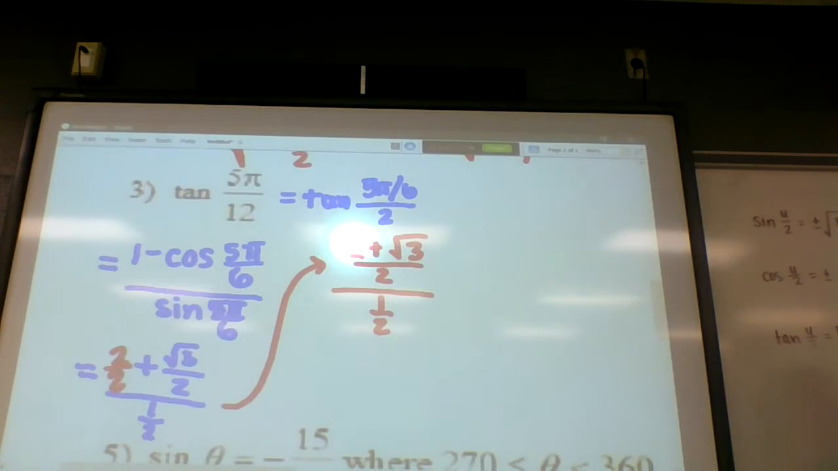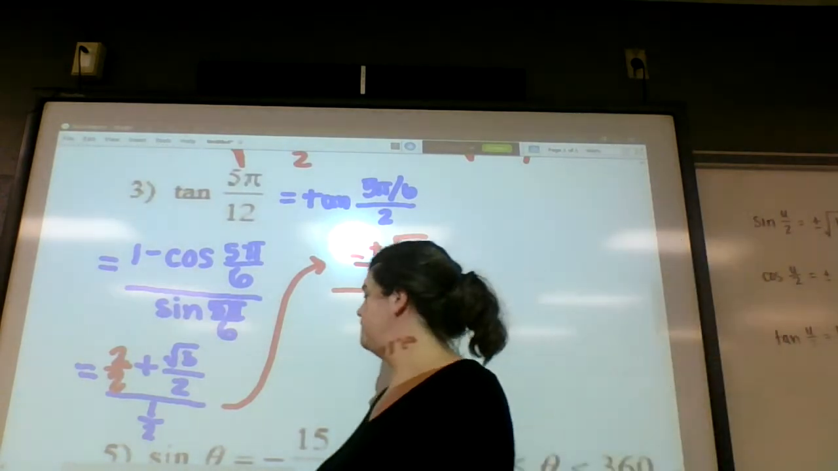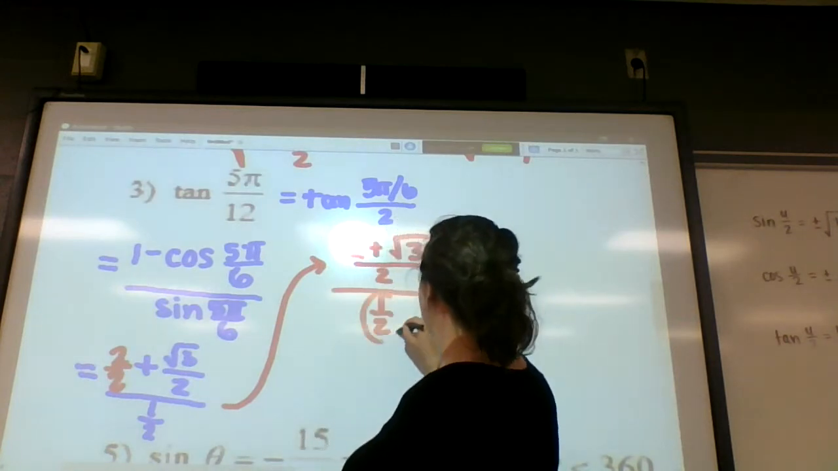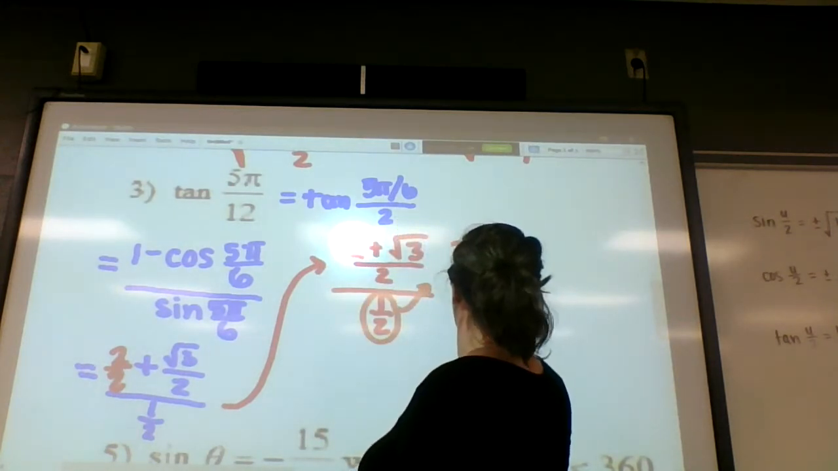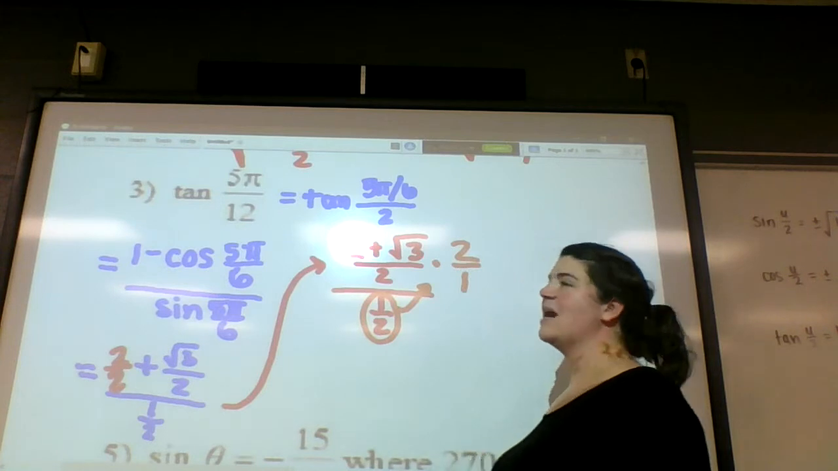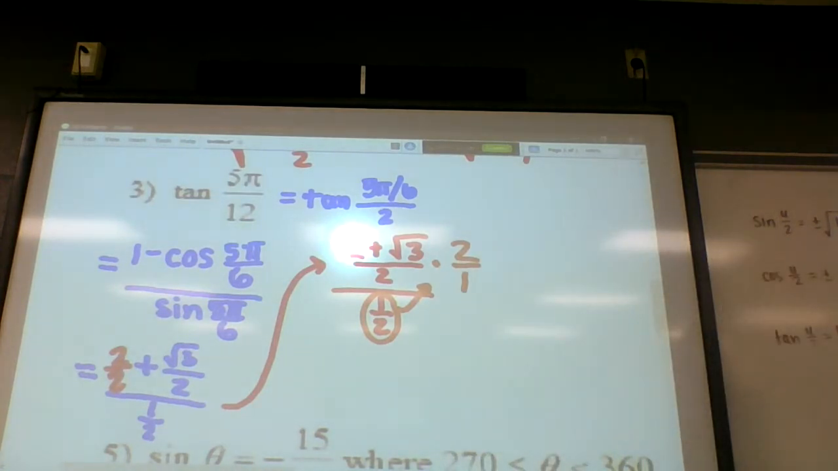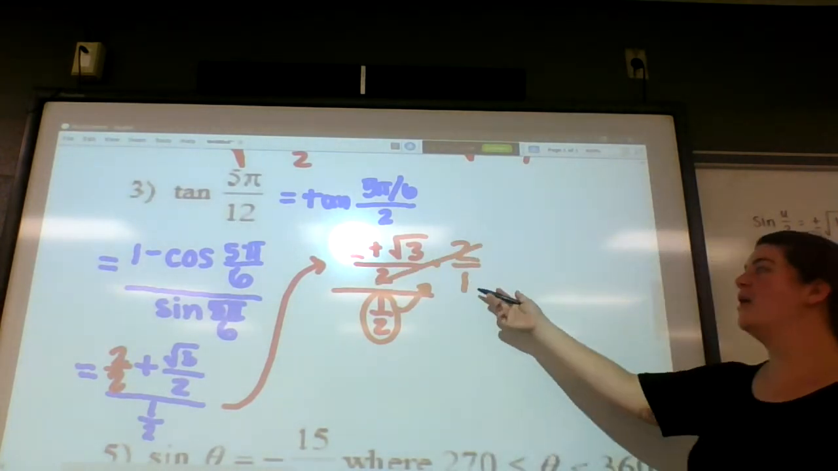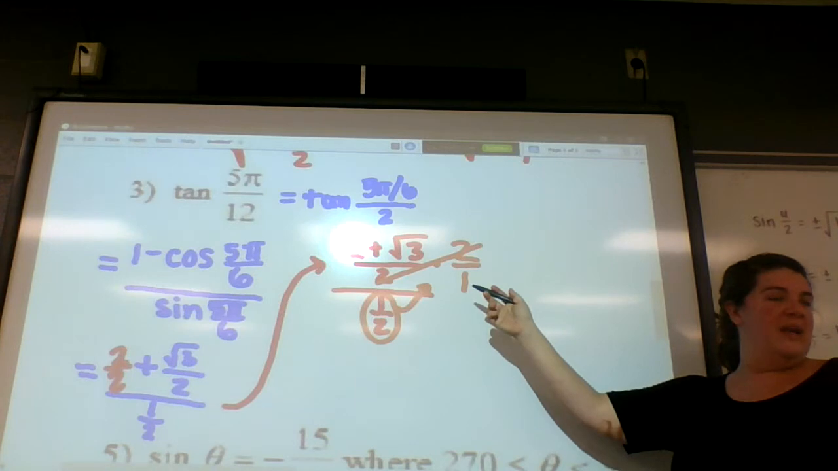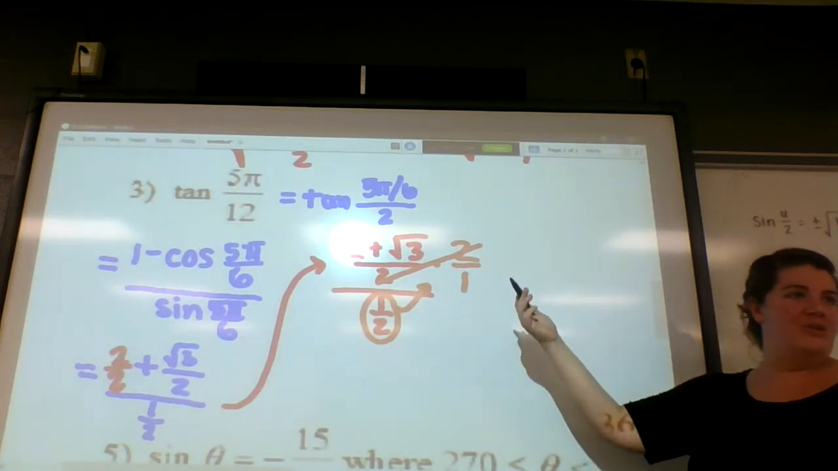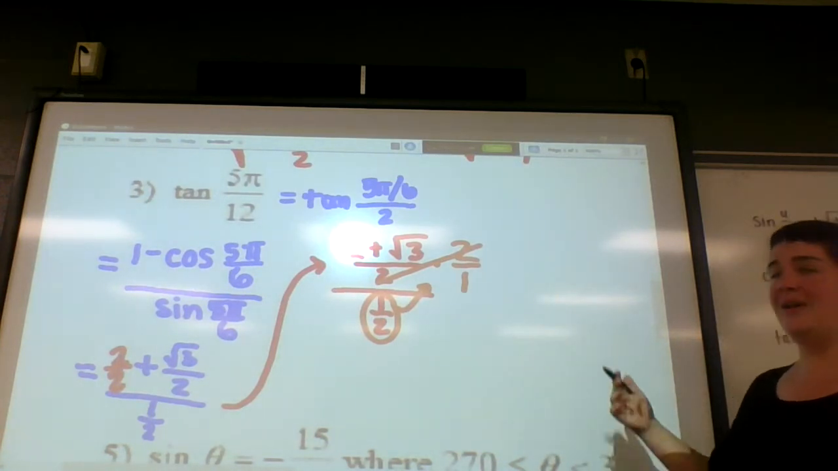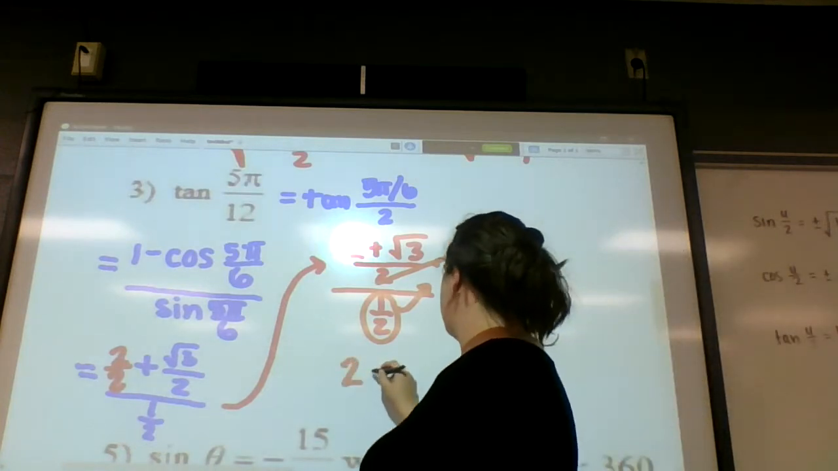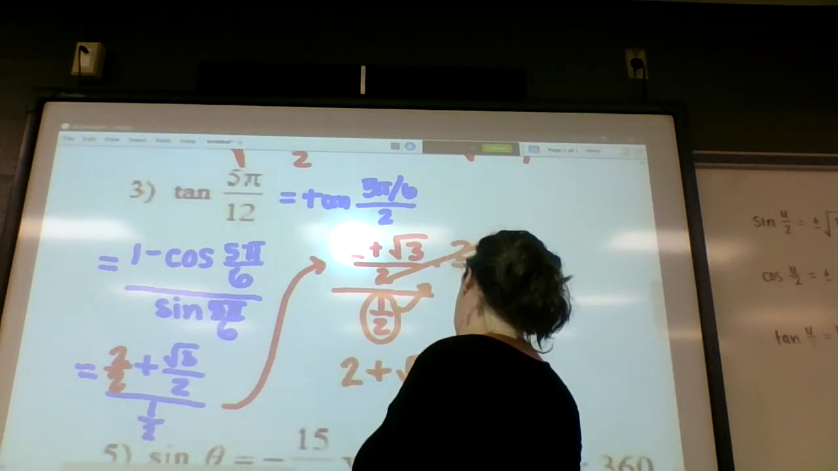And the whole goal of putting those together was so you could flip and multiply. So you're going to take the 1/2, flip it around, 2 over 1, and multiply. What's going to happen on the multiplication? The 2's are going to simplify, right? So the 2's are gone. This 1 in the denominator isn't doing anything, because dividing by 1 doesn't do anything. So this is just 2 plus the square root of 3.